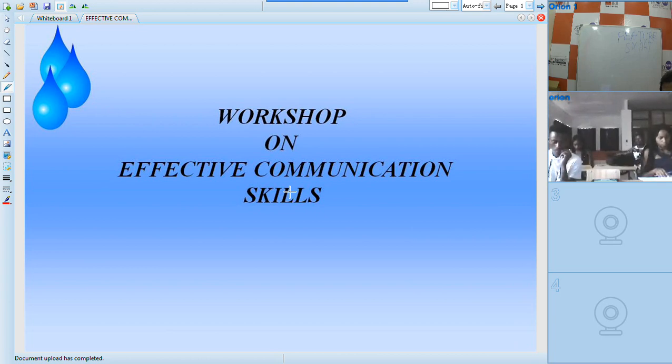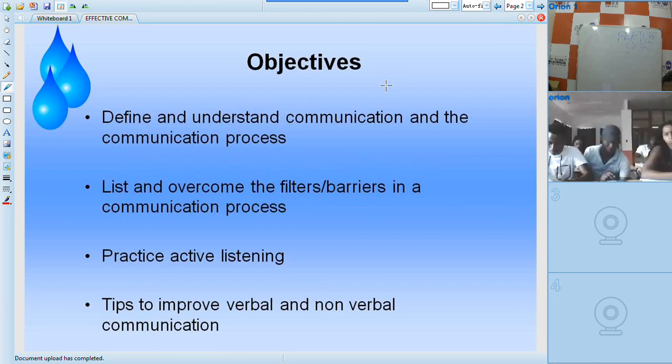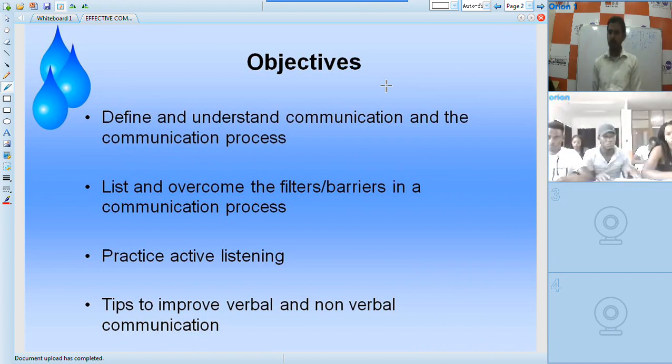Today's workshop shall help you to groom yourself for the market. When you attend a place where you are going for a job, these effective communication skills are going to help you. So we start with the first slide, objectives of effective communication skills. Mr. Kumar is going to define all these things in a proper way.